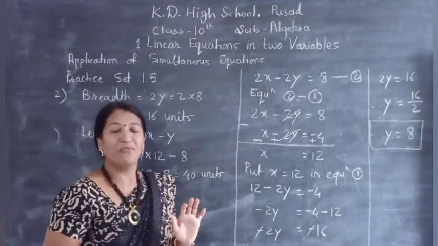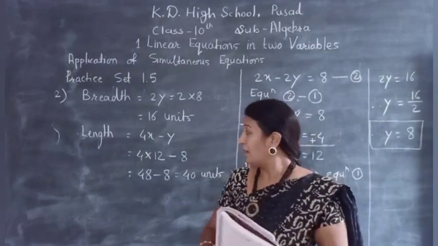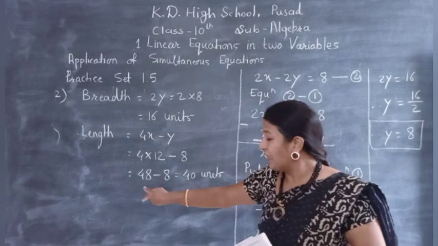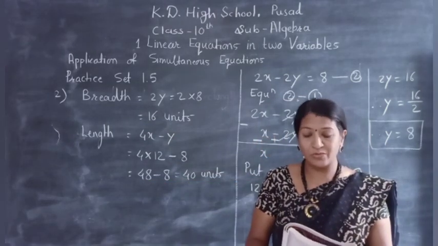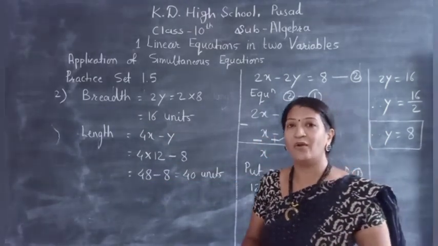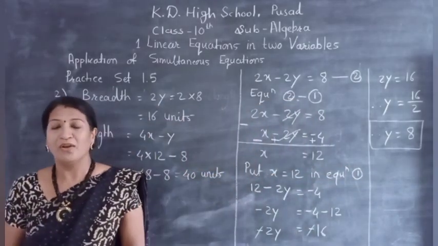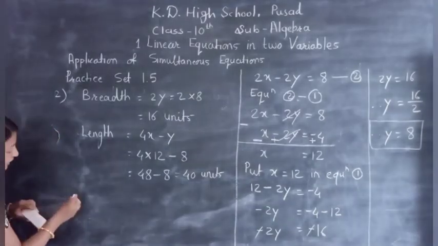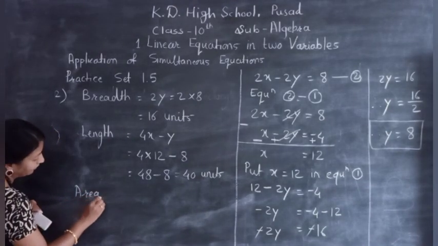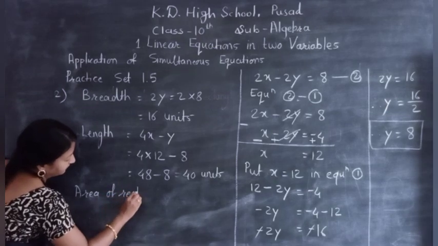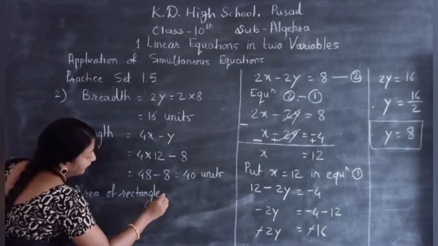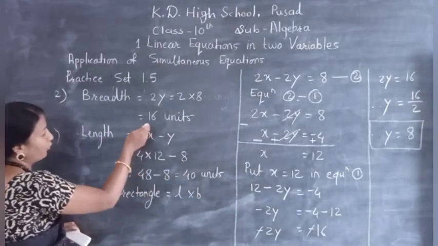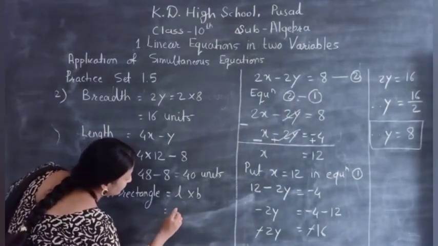Here we get the values of x and y. From that x and y we can find out the breadth and length. Now we have to find out the last question, that is the perimeter and area of the rectangle. So what is the formula for area of a rectangle? Everyone knows about it? Yes. Very correct. Area of a rectangle is length into breadth. So what is the length? It is 40 units. And what is the breadth? It is 16 units.